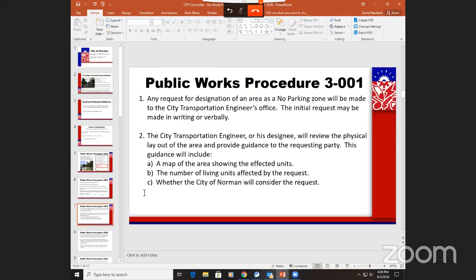This is what the Public Works Procedure 3-001 says. The request has to come through the City Transportation Engineer's office. The request can be made either in writing or verbally. The transportation engineer or his designee will review the physical layout of the area and provide guidance to the requesting party. That guidance includes a map of the area showing the affected units, the number of living units affected by the request, and whether or not the city would consider the request in the first place.